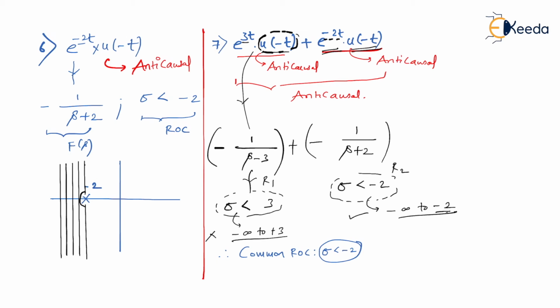Let's draw its ROC structure. Again, we had two poles over here. One is present at positive 3, the other one is present at minus 2. Am I right? And the common ROC is the left hand side part of minus 2. So I can draw my ROCs like this.